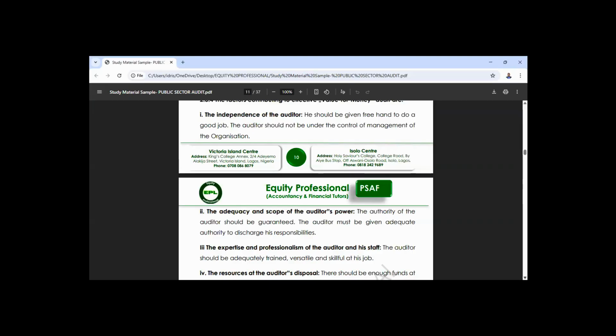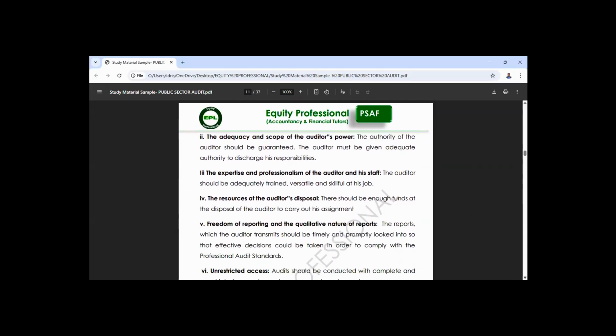The scope of the auditor must not be restricted. You must give a wider scope to the auditor to discharge his responsibility.